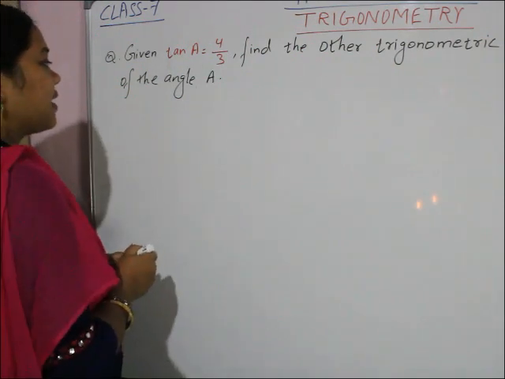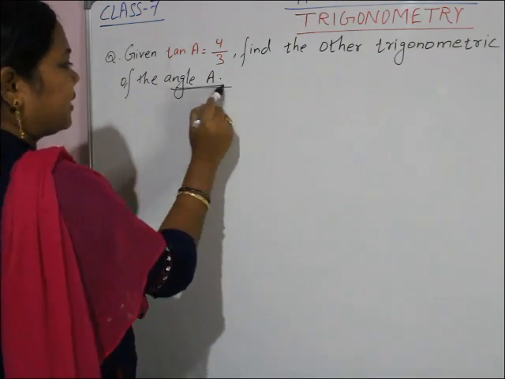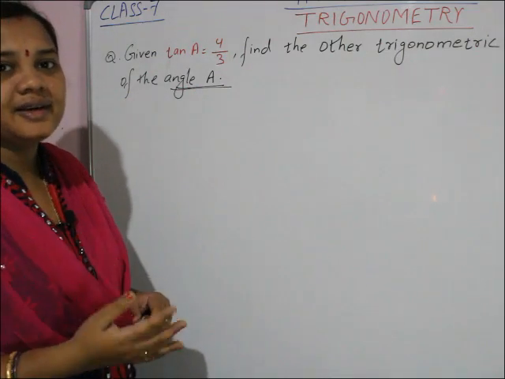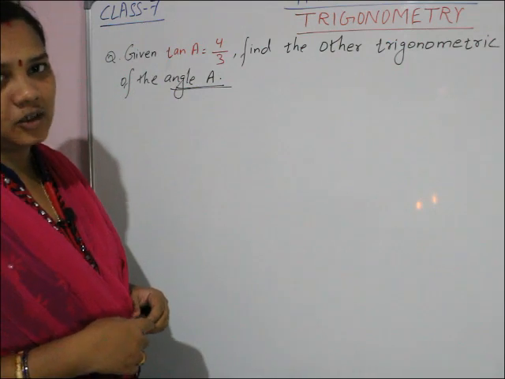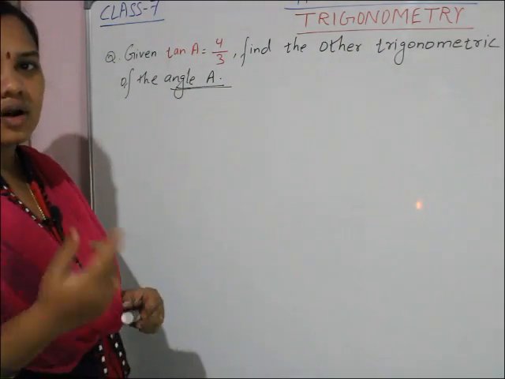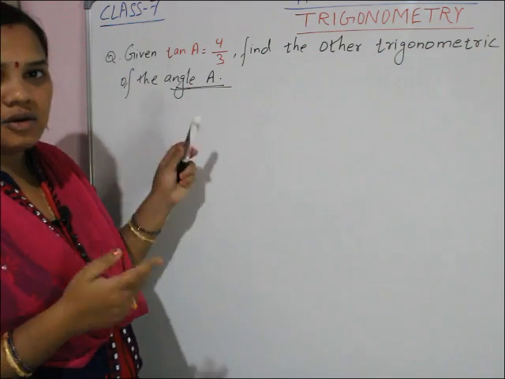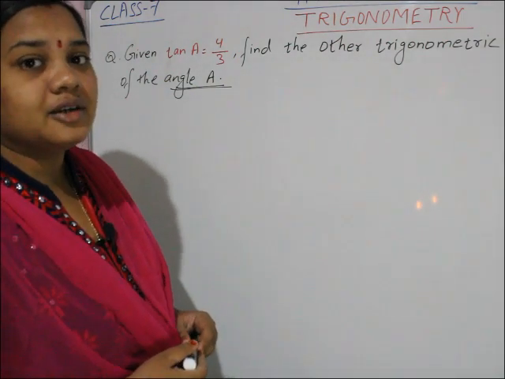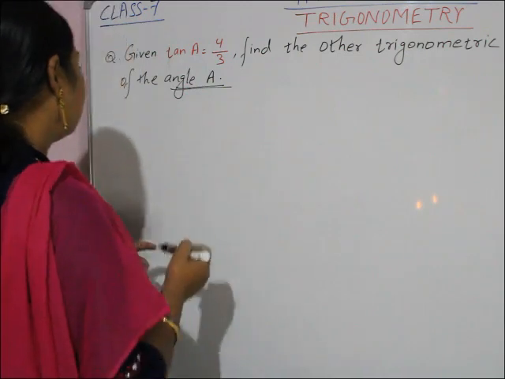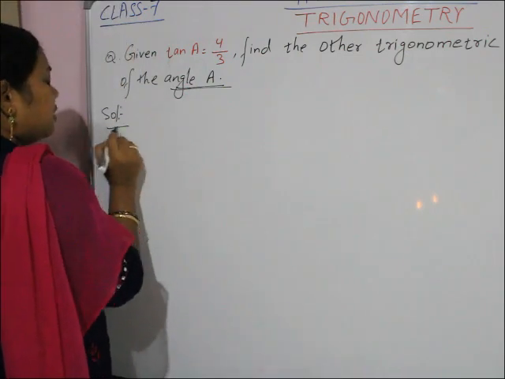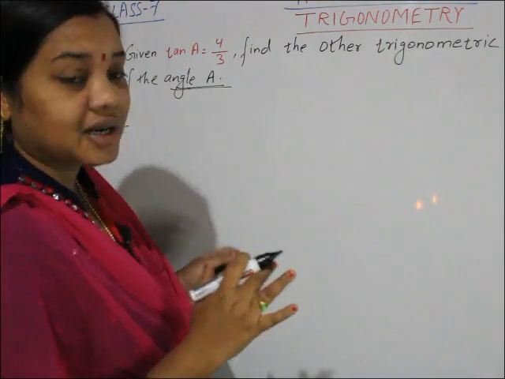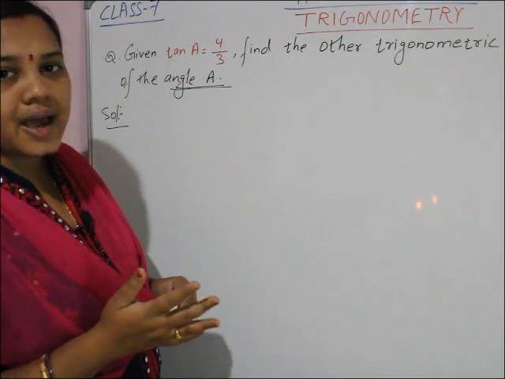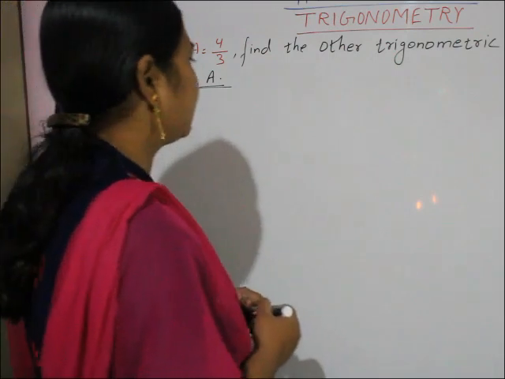Angle A is the angle of reference. So you have to find the other trigonometric ratios. What are they? Sin A, cos A, then tan A is already given, then cot A, sec A, cosec A. Okay, solution. First you have to draw the triangle, because if the triangle is there, then only you can see and find out. That's why first you have to draw the triangle.